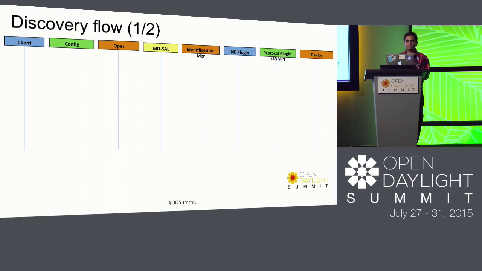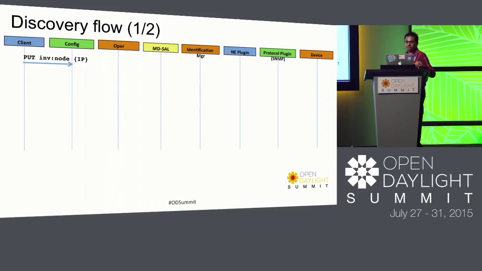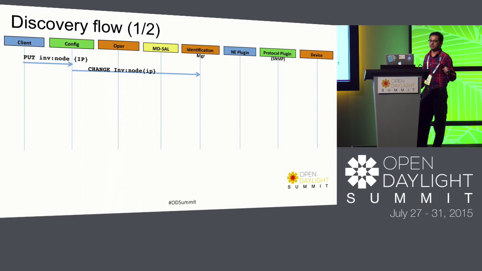Okay. This is the manual discovery flow. So you invoke the manual discovery from a client, could be a REST call or anything, or from the user interface. It goes to the config tree, then data change. When you invoke the manual discovery, you specify the IP address. At the same time, right now you have to provide login credentials to the device.